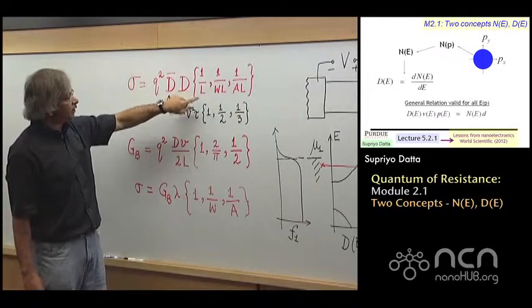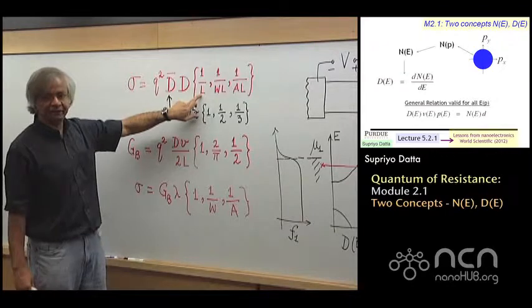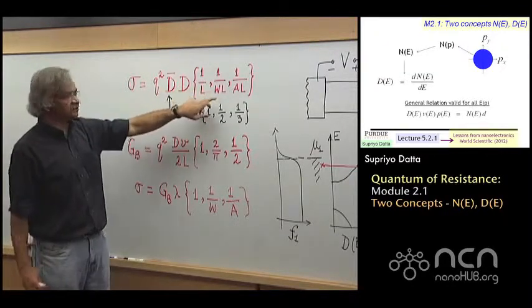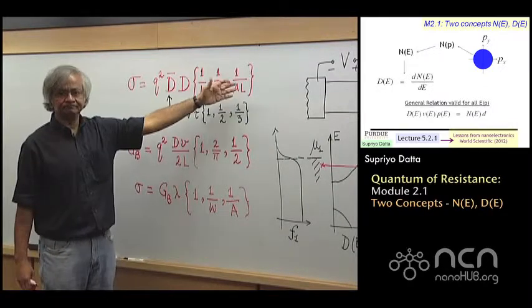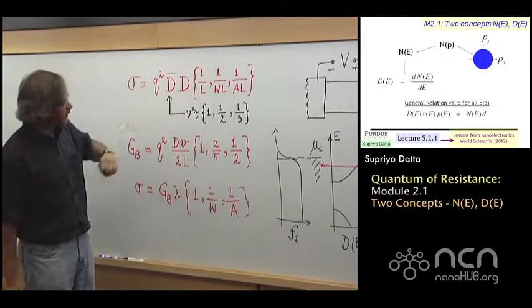And in 1 dimension it is the density of states per unit length. In 2 dimensions it is density of states per unit area. And in 3 dimensions it is density of states per unit volume. So those are the 3 things we have.